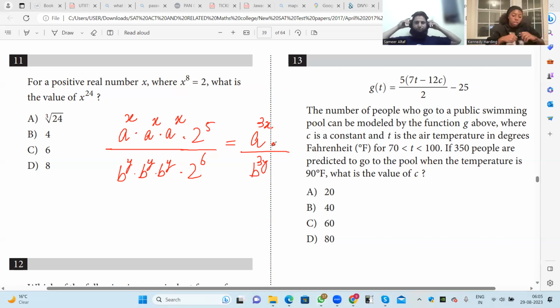So I got a^3x over b^3y times 2 over 1. What does that mean? Like 2 raised to the power 1? Where is that? Is that 2 raised to the power 1 in the numerator or denominator? The denominator, because I turned it positive.